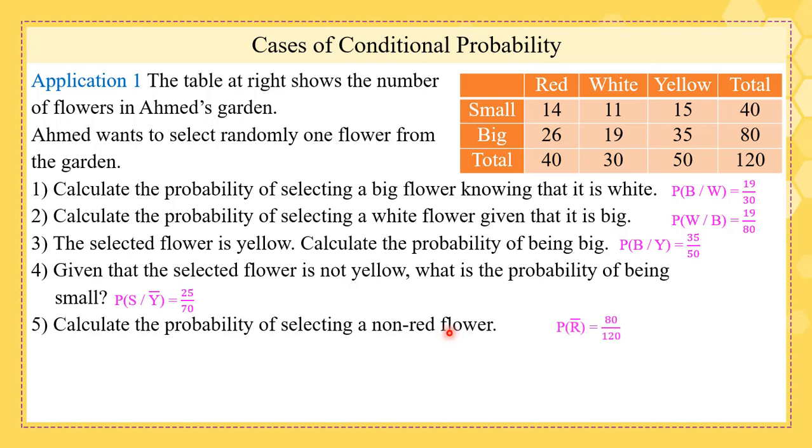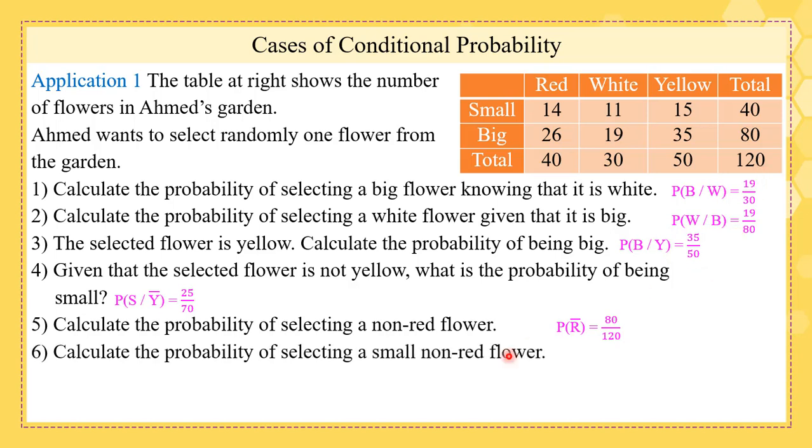Now this is not conditional. This is in fact talking about the complement of red, which is non-red. To be non-red, we must have 80 flowers out of 120. And see here that the total is 120.